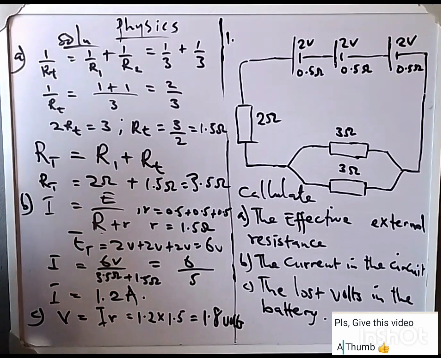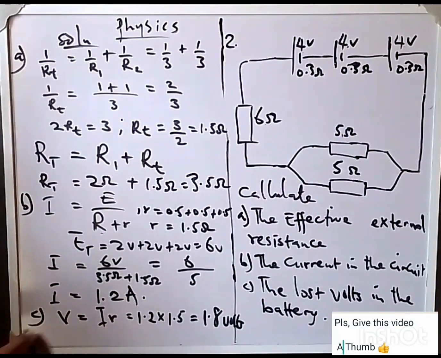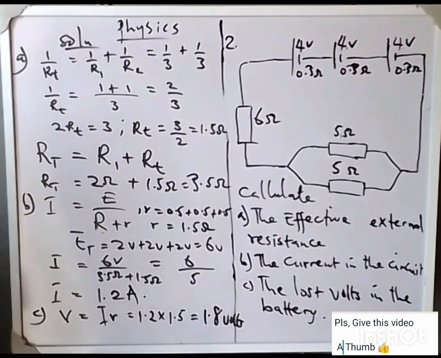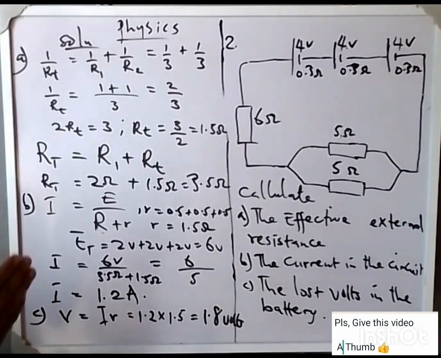You can see that the question is not really difficult. So this is the question. I want you to make an attempt on this question number 2. I've just changed the values of the cells and the resistance of the resistors. So the question remains the same. You calculate the effective external resistance, you calculate the current in the circuit, and the lost volts in the battery.